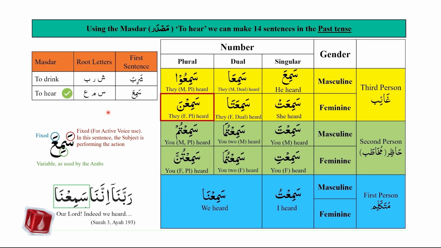Next, we have the root letters Sin, Mim and Ain. And our first Jumla Fi'liya is Sami'a. Sami'a means he heard. Similar to Shariba, Sami'a has a zabar on Sin, a Zair under Mim and a zabar on Ain.